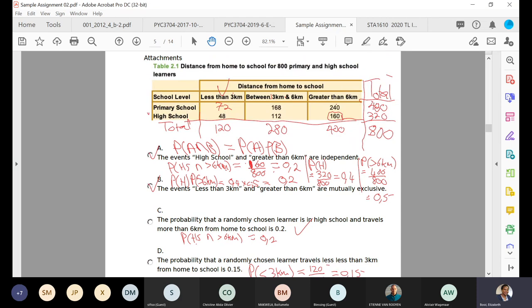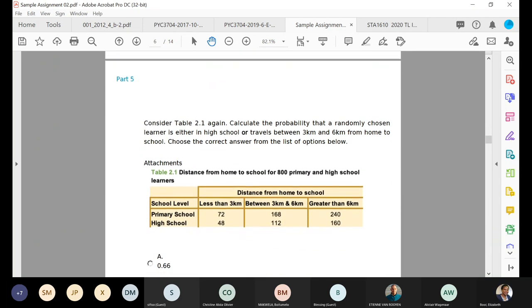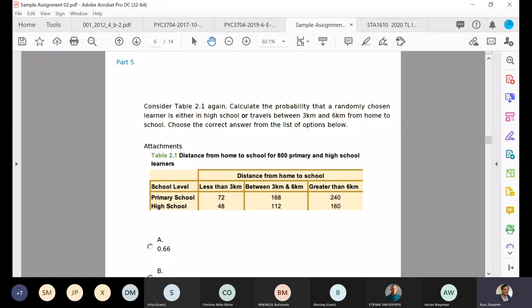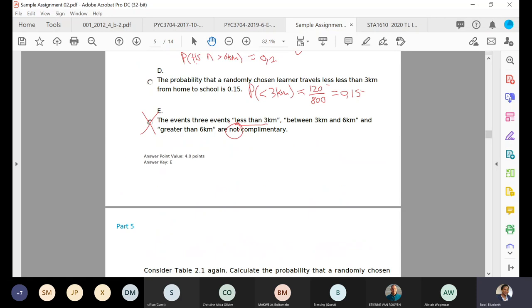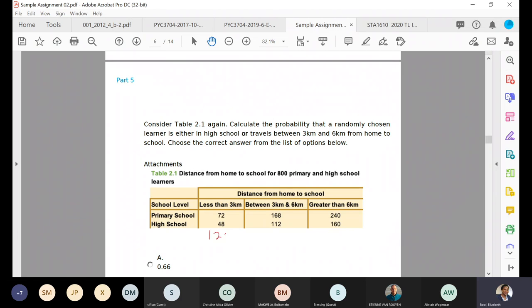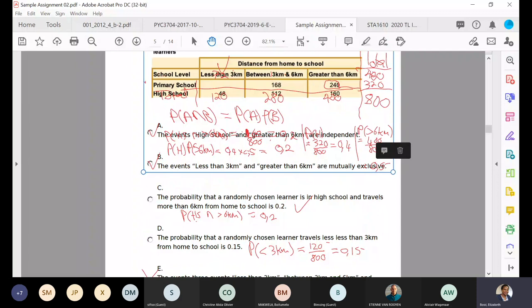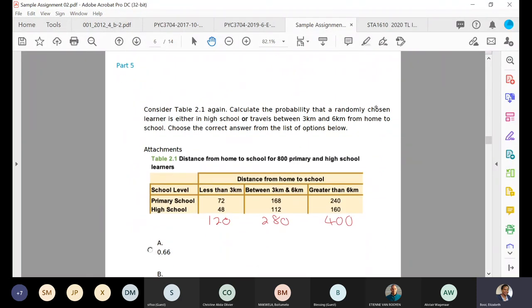Okay, so I hope you did copy those values. You have them ready, because I think we're going to use them again on this next one. So on this next one, since I don't have all the values, do you have them? 120, 280, 400. I only remember this is 400, this is 280. 480, 320. That is 480, and 320. And the grand total here is 800.